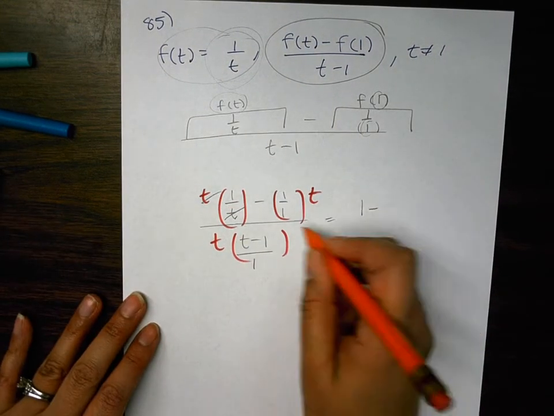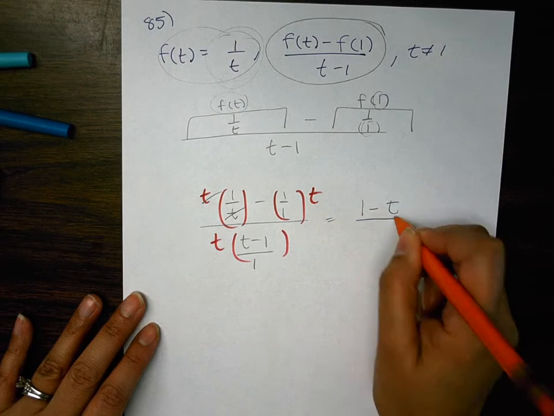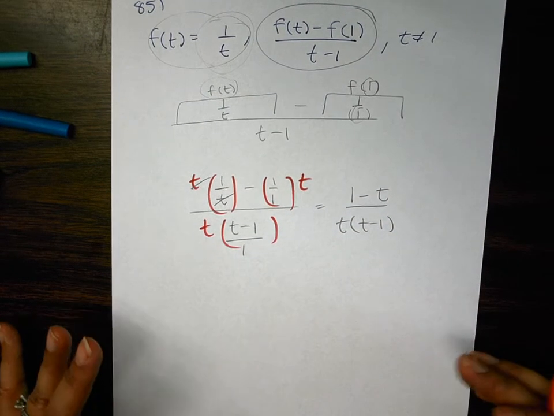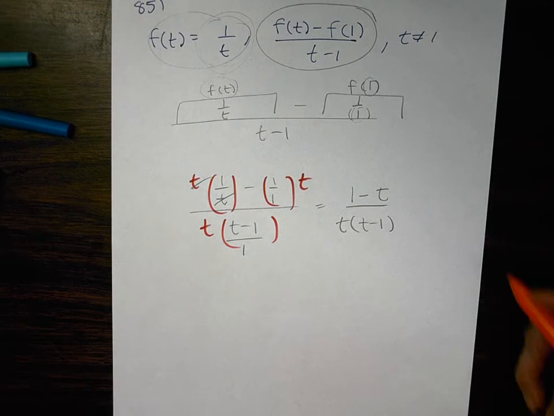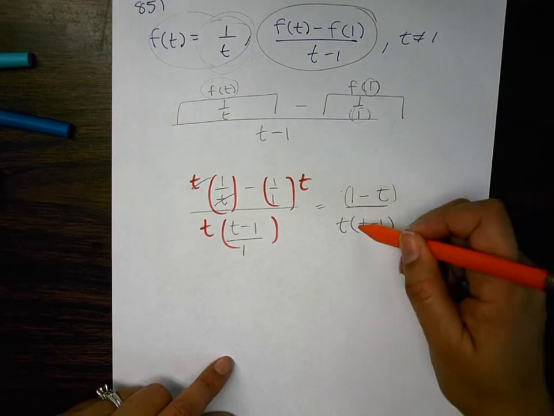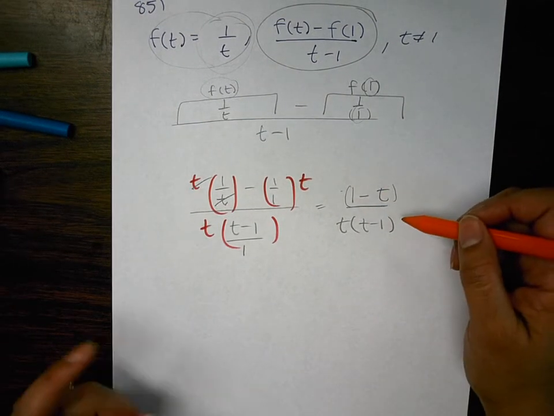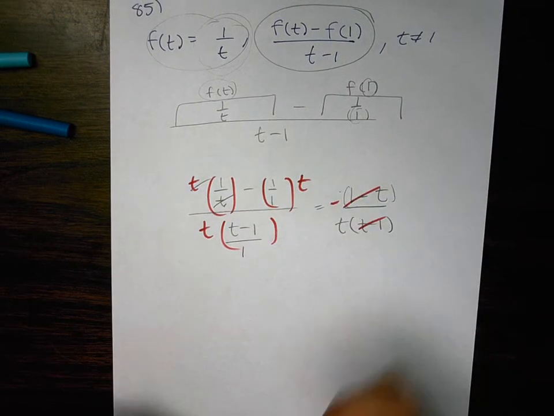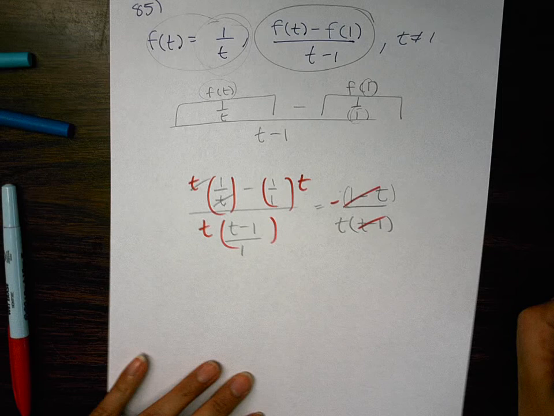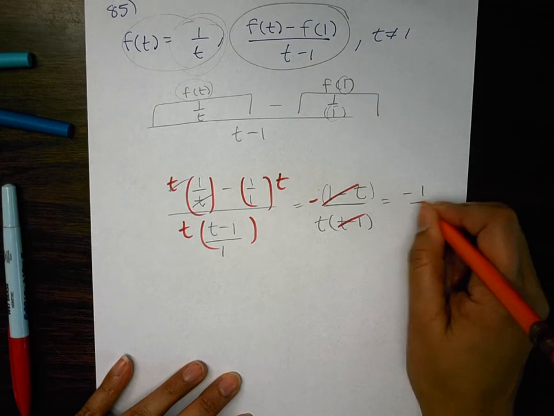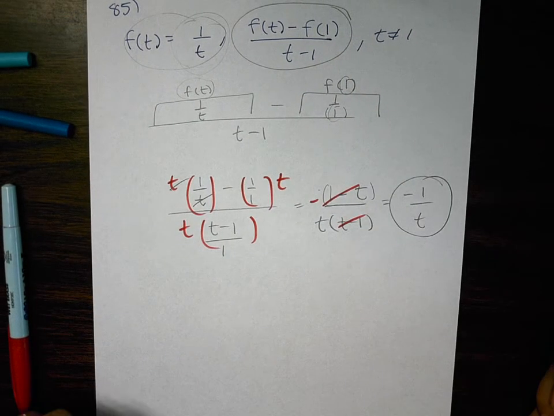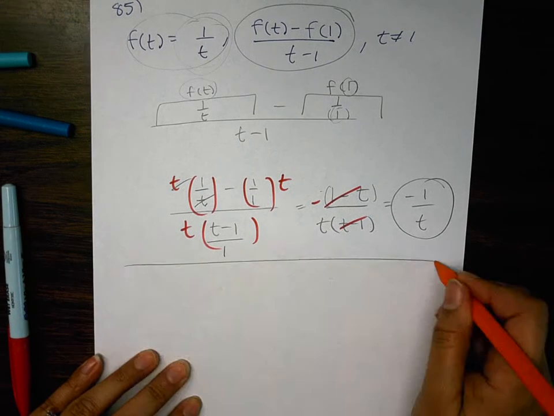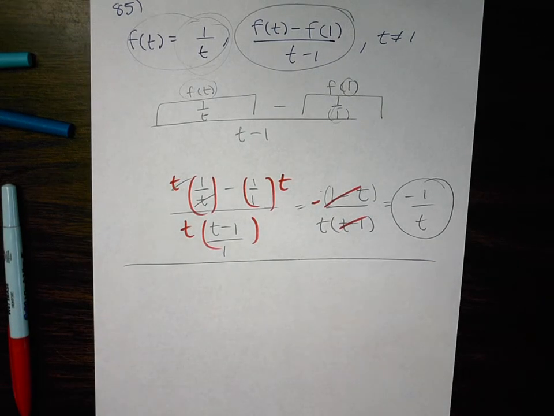Leaving me with 1 minus t over, I'm not going to distribute because I'm going to try to reduce if possible. I want it in factored form to see if I can reduce. We have a name for these. 1 minus t and t minus 1 starts with an O. Opposites. Good job. What happens when we cross out opposites? Pull out a negative. So what am I left with? Not negative t, but negative 1 over t. Good job. Do you agree, wasn't that bad? Once you understand how to work through the problem, it's not really that bad.